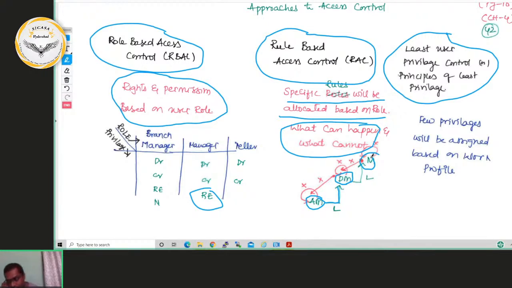Next one is least user privilege control. What do you mean by least user privilege control? It is nothing but only a few privileges will be assigned based on the work profile. For example, if you are a backup manager, you can only install backup-related software in your system. That is called least user privilege control, which means as per your work profile, only the software relating to that particular work profile can be installed in your system.